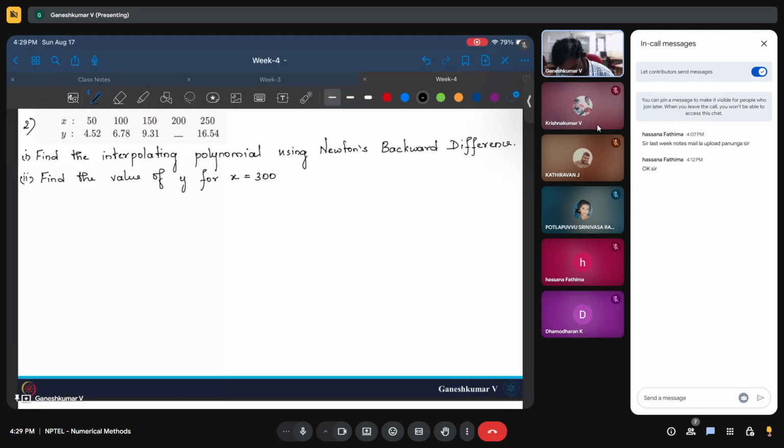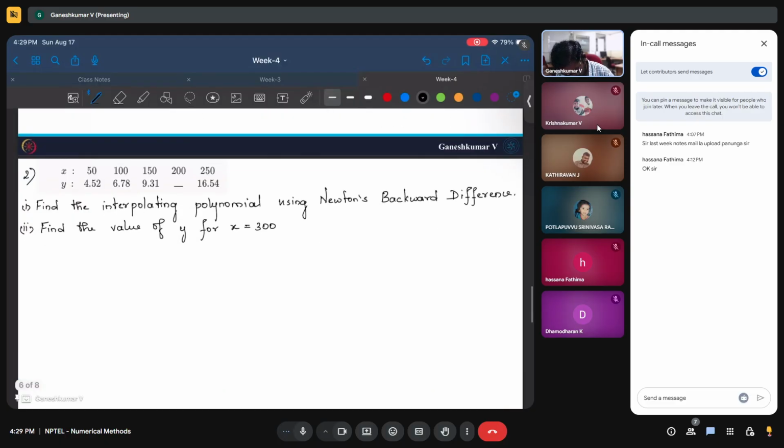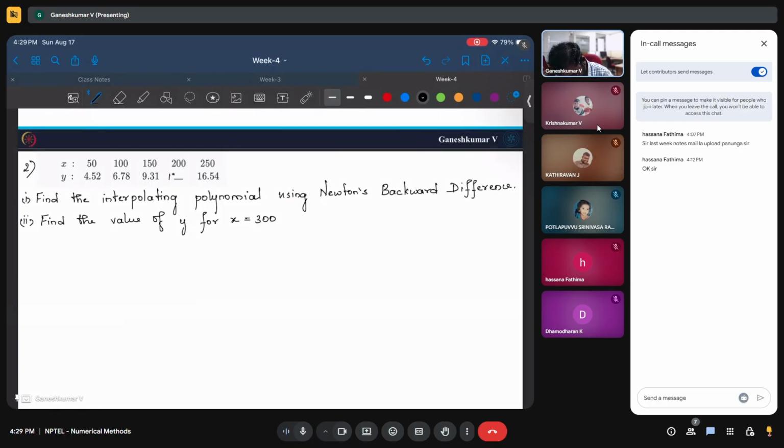In the second problem, it's the same as the first problem, and in addition to it, we found that it is 12.54 here. Okay. Now, what the question is asking is, find the interpolating polynomial using Newton backward difference. You will use Newton's backward difference to find the interpolating polynomial, and we will find a value for x equal to 300. Which means this is an extrapolation problem. We need to find your y value at x equal to 300, which is outside the data points which have been given to us. So this is called an extrapolation problem.